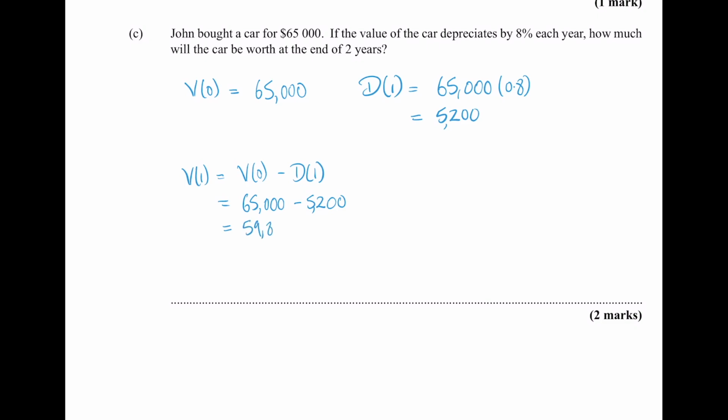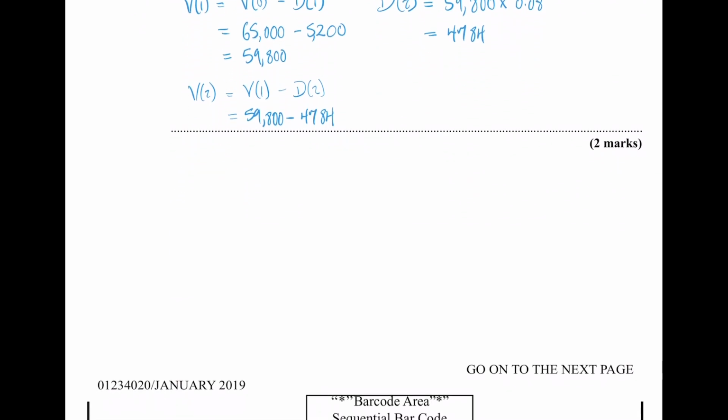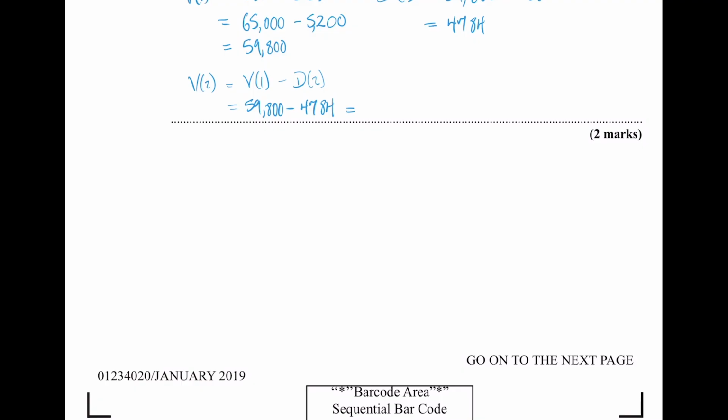59,800. Then we can use our 59,800 to calculate the depreciation over the second year, which is equal to 59,800 times 8%, which is equal to 4,784. And finally, we calculate the value at the end of the second year, which is equal to the value at the end of the first year minus the depreciation over the second year, which is equal to 59,800 minus 4,784. This then gives us $55,016.